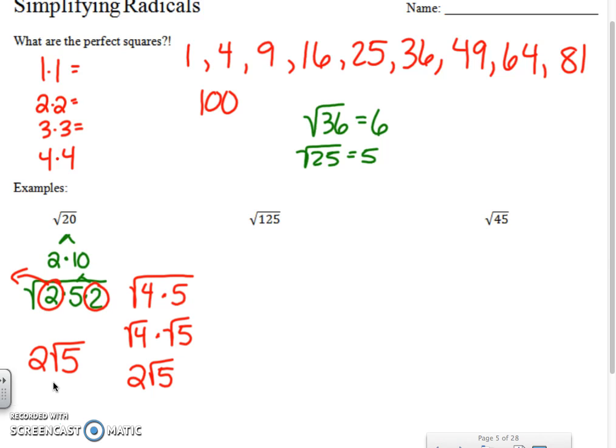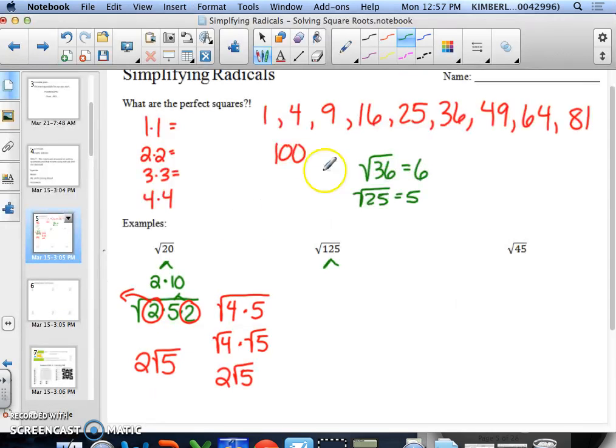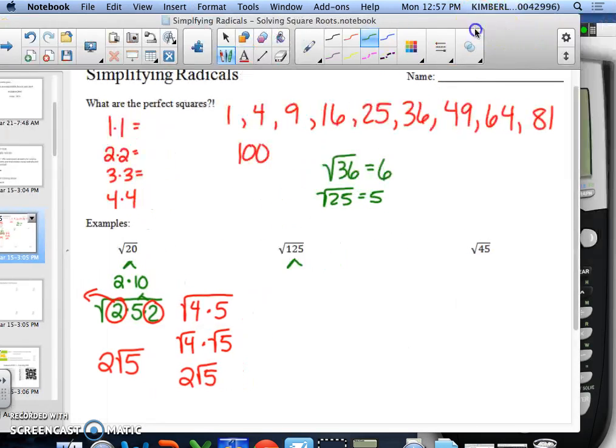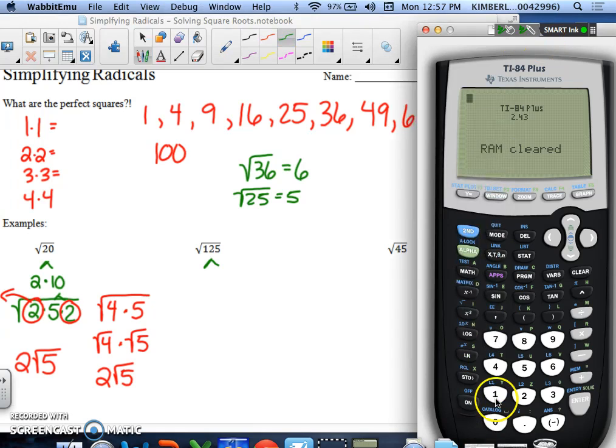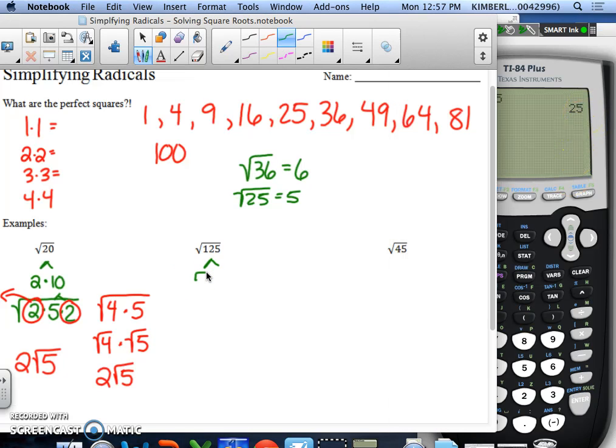I'm going to try a different way. You can try this way as well. So 125 is a big number that I don't know. So what I'm going to do is pull out my calculator and see what goes into 125. I'm assuming 5. So 125 divided by 5 is 25. So this is the same as saying 5 times the square root of 25.